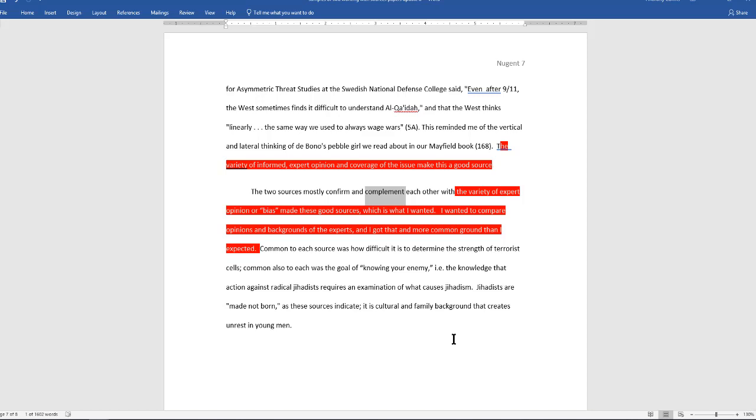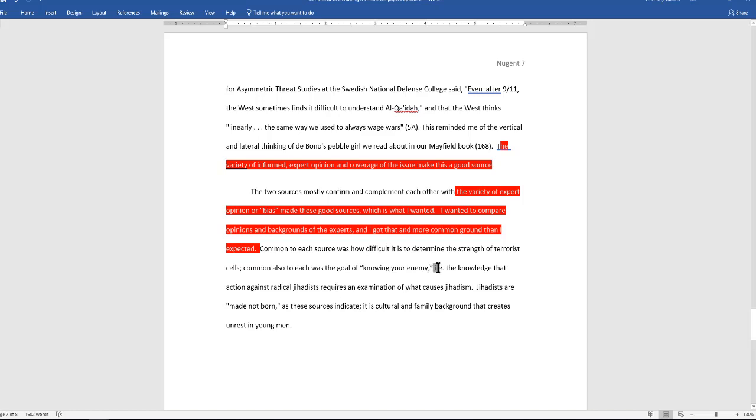I made these good sources, which is what I wanted. I wanted to compare the opinions and backgrounds of the experts, and I got that in more common ground than I expected. Good sources will usually always agree about the facts that are there, and oftentimes about the opinions that are there, especially from experts. Common to each source was how difficult it is to determine the strength of terrorist cells. Common also to each was the goal of knowing your enemy.